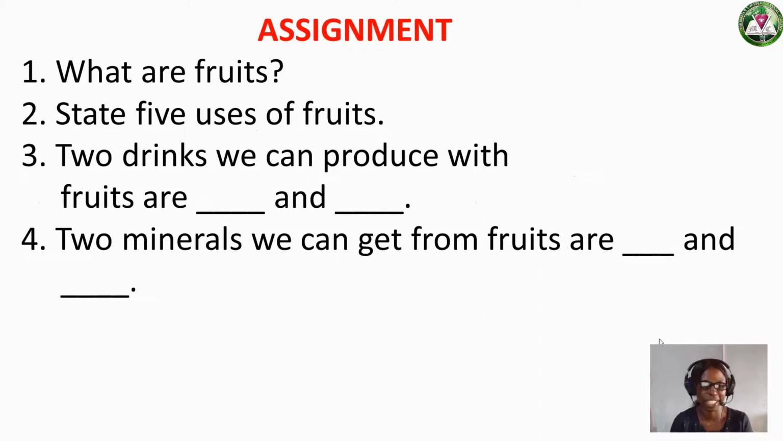Now let's take our assignment. Number 1, what are fruits? 2, state 5 uses of fruits. 3, two drinks we can produce with fruits are dash and dash. 4, two minerals we can get from fruits are dash and dash.